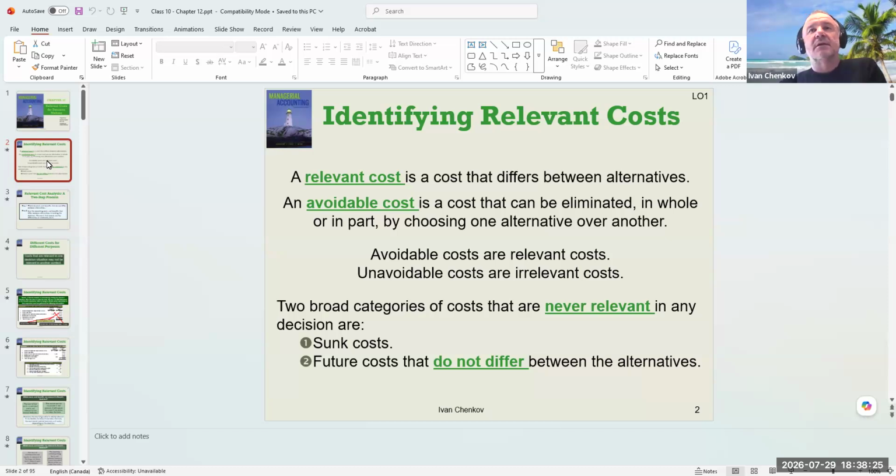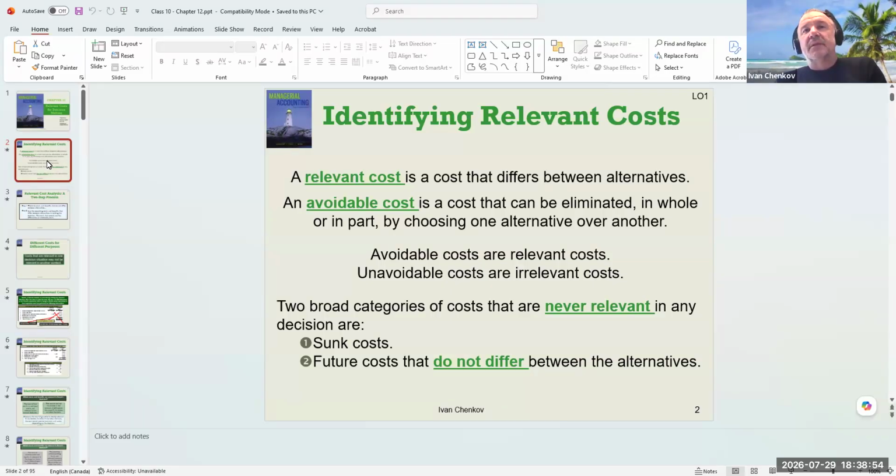Now, knowing that, when we're making decisions, obviously we're going to identify the alternatives. At least we need two alternatives, otherwise there'll be no decision. And for those alternatives, we're going to gather the information in terms of the cost, and then we're going to say which cost is relevant, which cost is not relevant. The relevant cost is the one which is different between one alternative and another alternative.